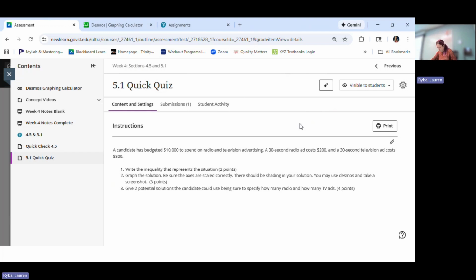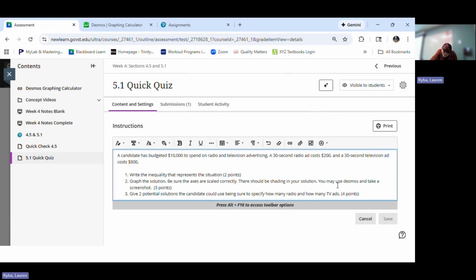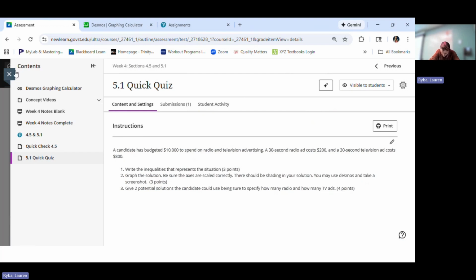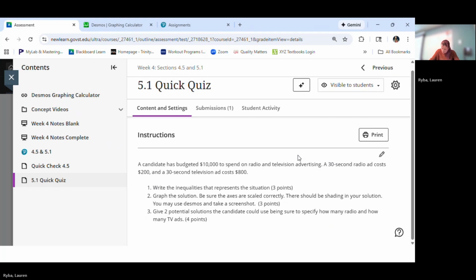All right. So write the inequalities. I should say inequalities. Shoot, let me edit that. And that should actually be 3 points. There's a reason. 3, 6, 10, then it makes 10 points. So much nicer. All right, so let me go back and edit that really quick. All right. So a candidate has budgeted $10,000 to spend on radio and television advertising. A 30-second radio ad costs $200, and the 30-second television ad costs $800. So write your inequalities that represent the situation. 3 points because there are 3 of them.